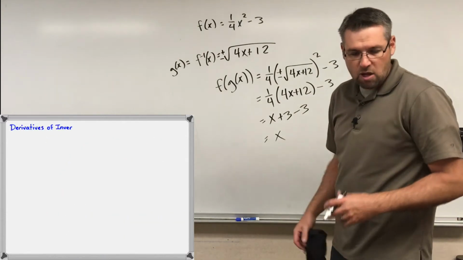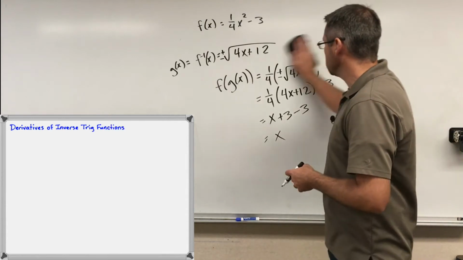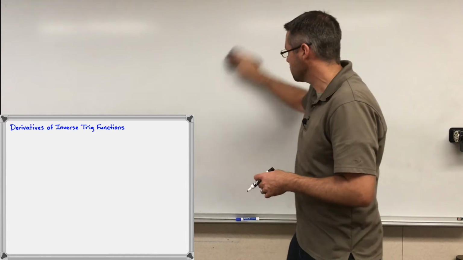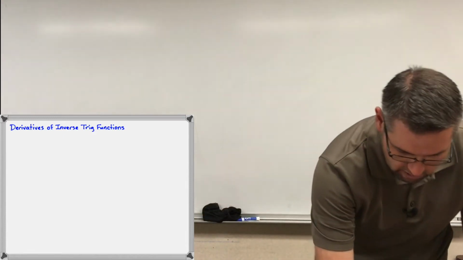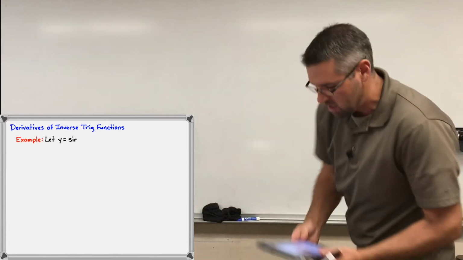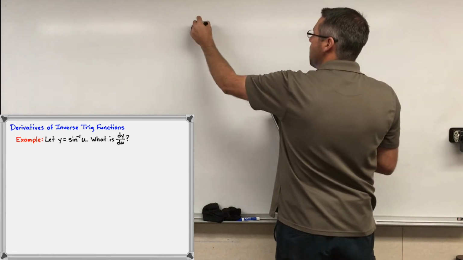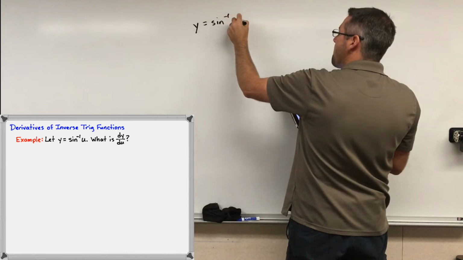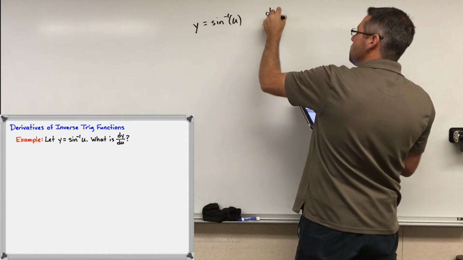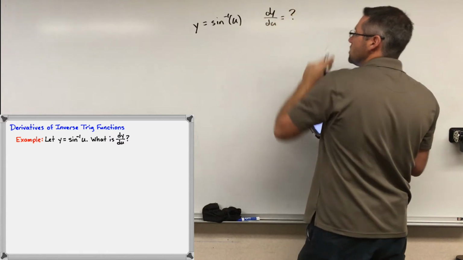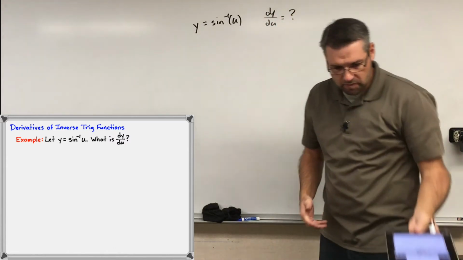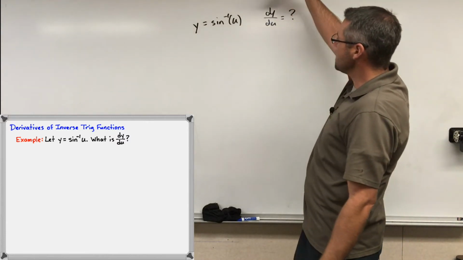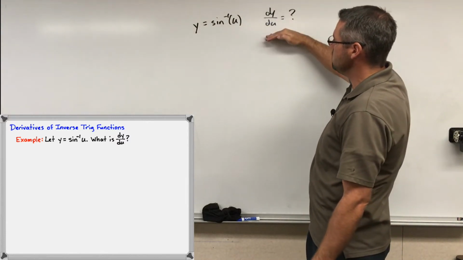Okay. Now, the derivative of inverse trig functions is where we're going with this. You go, well, how is that related to the derivative of inverse trig functions? Well, they're directly related, and you'll see why in a second. The example I'm going to give you is, let's say we have y equals the arcsine of u, and I want to know what dy/du is. That's the question. So what am I saying? I'm saying we're treating u as the variable, y as the function. We're taking the derivative of y in respect to u.